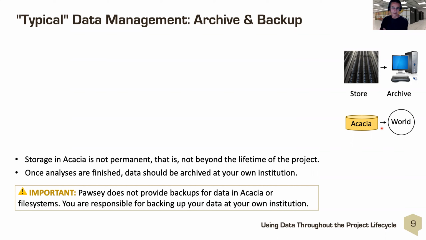So Acacia has backup, but more backups in the sense of failure. So it is a system that is prepared to resist some kind of failure and has some kind of duplication of information, etc. But it is not what we would think of as a backup of your historical data transformation.